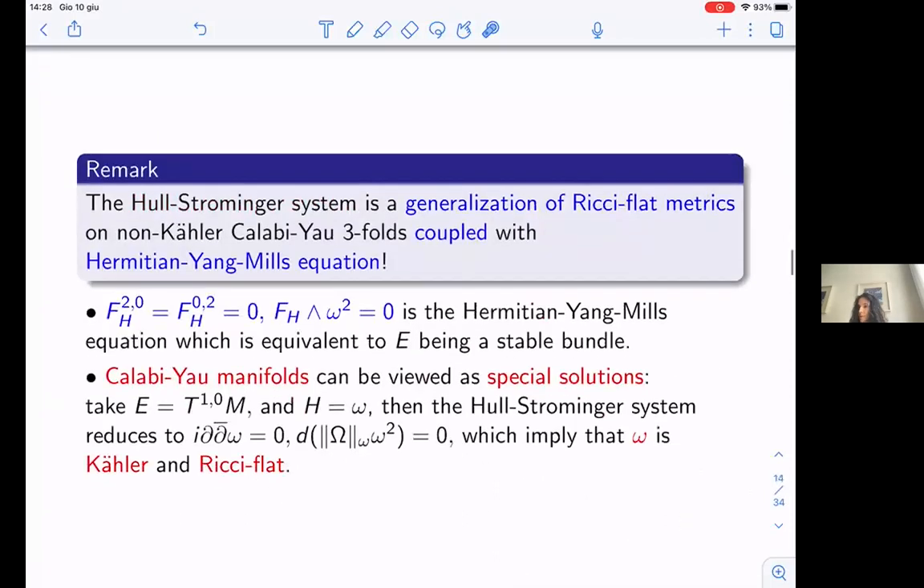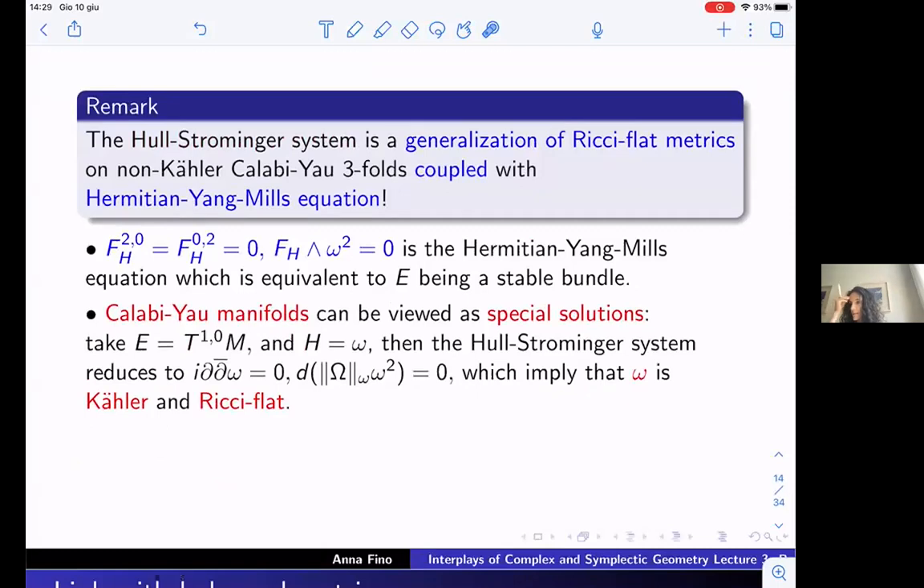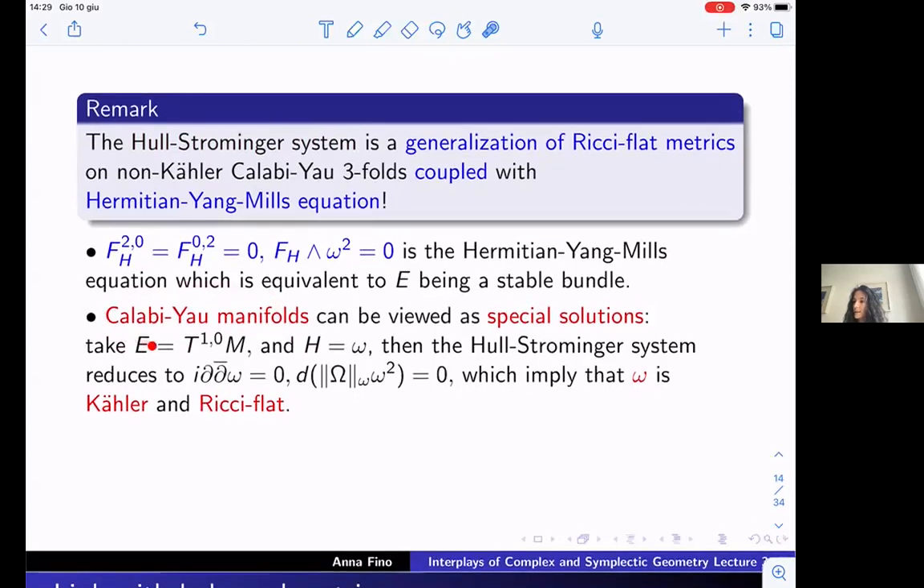So the first remark that we can make is, in fact, that the Hull-Strominger system is a generalization of Ricci-flat metric on non-Kähler Calabi-Yau, right? Because it's exactly what I said, coupled with the condition with the Hermitian Yang-Mills equation. And as I said, you can see the Calabi-Yau, let's say, Kähler manifold as a special solution. Here E is just the T^{1,0}M bundle, okay? And in this case, you have the two metrics coincide. And then this thing is exactly the Yau theorem, essentially, okay?